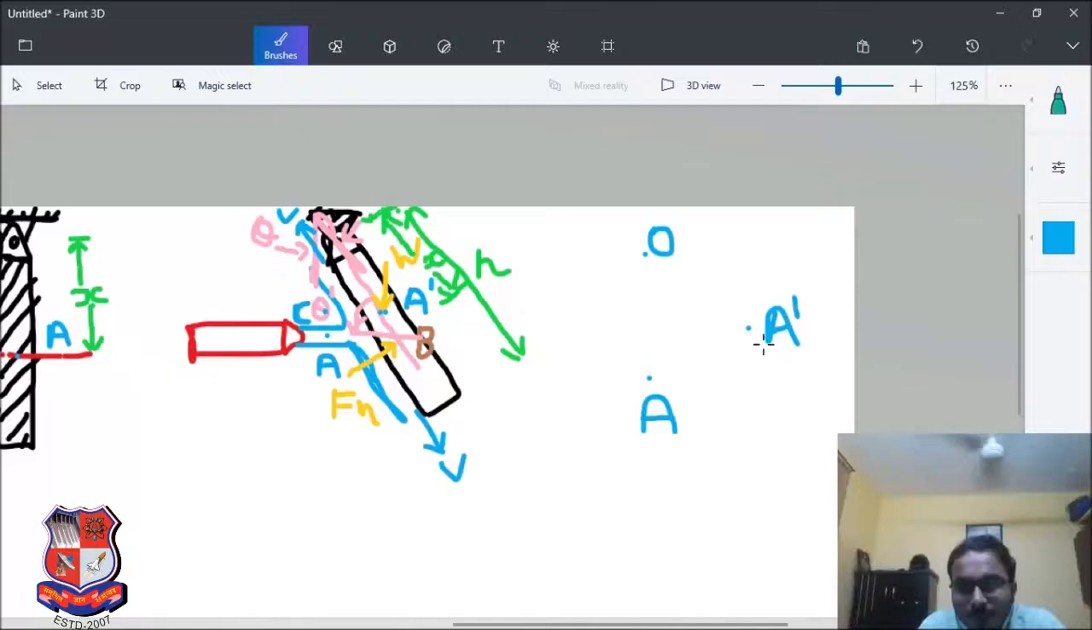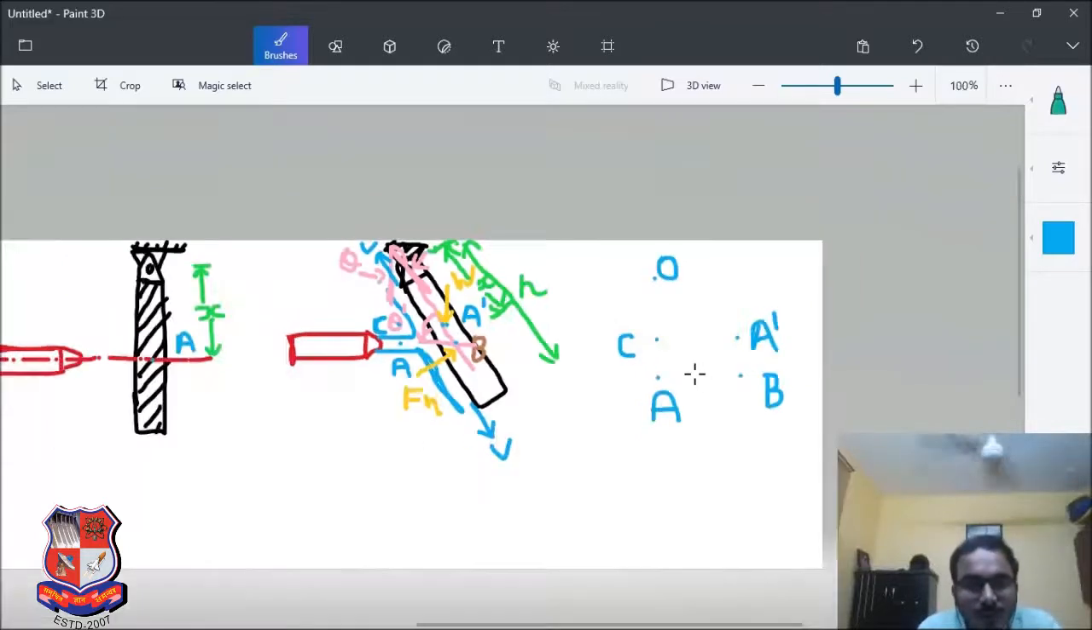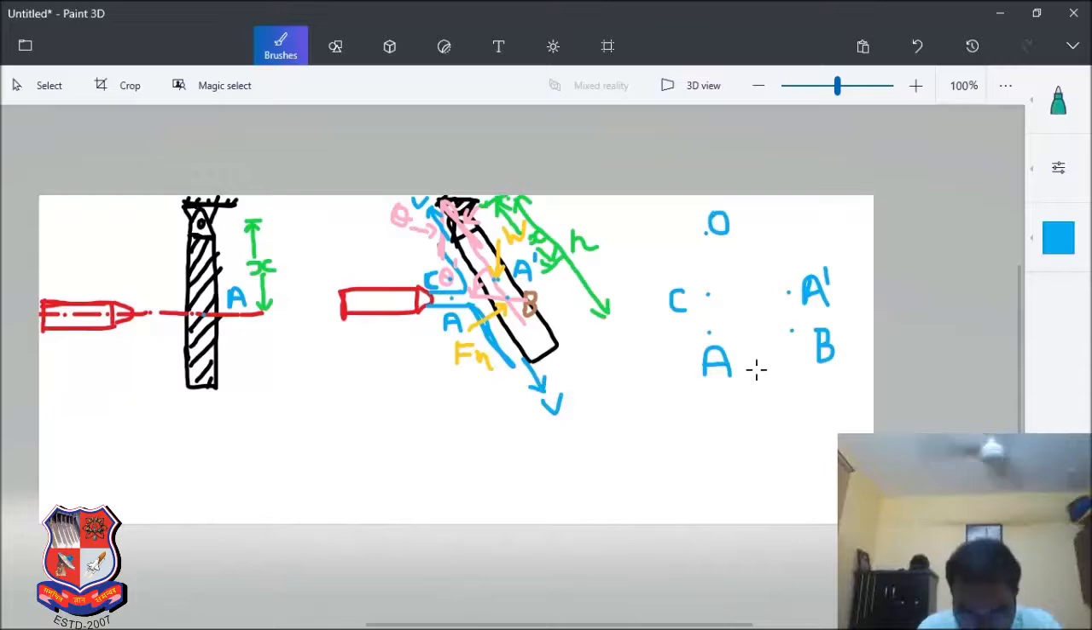and there is another point which is drawn here with this B, so this will be B. And I have added one more point which is C. If you see carefully, A prime and C are in the same line, and A and B are in the same line, and that is horizontal line, and O, C and A are on the same vertical line. Okay, so this is the simple arrangement.